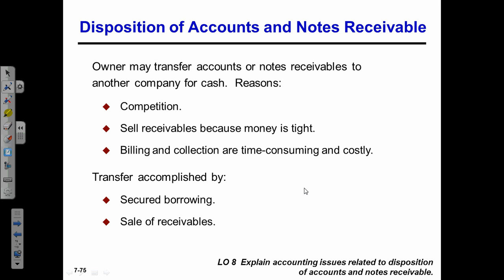Now that's assignment. Factoring is different. Factoring is when I actually sell my receivables to somebody. They take title of my receivables. They're theirs. They can resell them to somebody else. They can use them as collateral for a loan themselves. Got the idea? I exchange title to somebody.